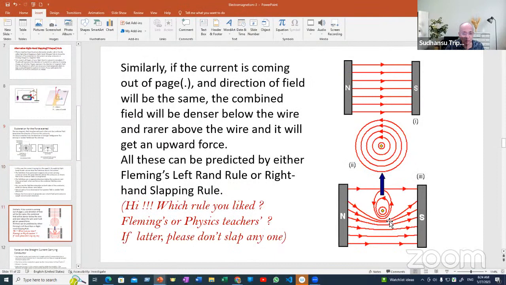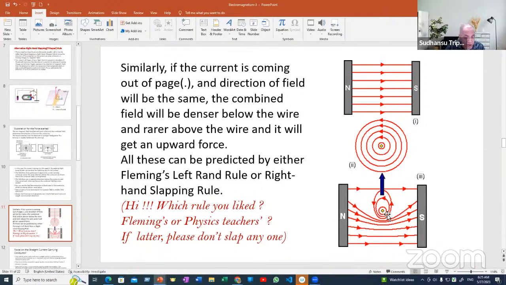Now, I have asked which rule you liked, Fleming's left hand rule or the physics teacher's Thappad rule. If the latter, please don't slap anyone. This is for fun. Don't really slap.